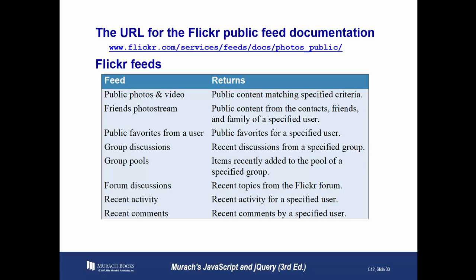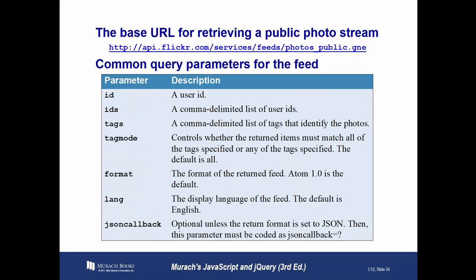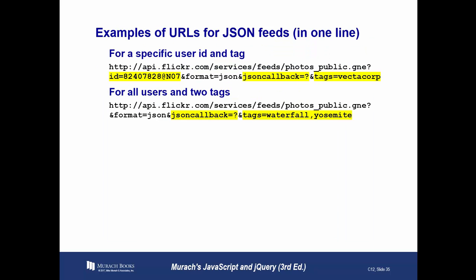This table lists the different feeds that Flickr provides. The feed you'll use most often is the public photos and video feed, the first one there. That's the one they use in the example here. Now, to retrieve the data from the public photo feed, you start with the base URL shown in the figure up on top. Then you add one or more of the query parameters shown in this table. For example, to retrieve photos only for a specific user, you can include the ID parameter as illustrated in this example.